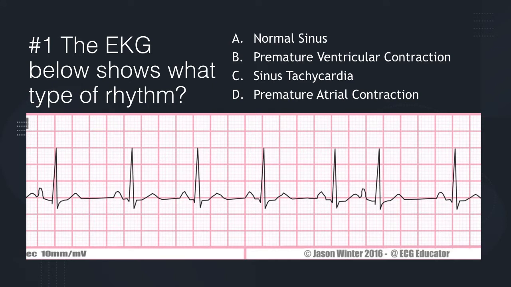All right, question number 1. The EKG below shows what type of rhythm? Normal sinus, premature ventricular contraction, sinus tachycardia, premature atrial contraction. The answer will be on the next slide, but I want you to pay close attention to the P waves and QRS waveforms. I think noting any subtle abnormalities in those waveforms will help give this answer away.